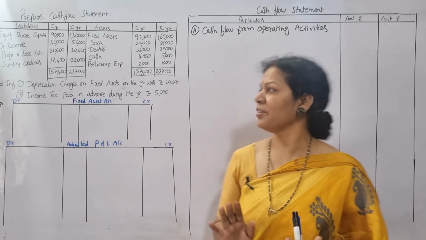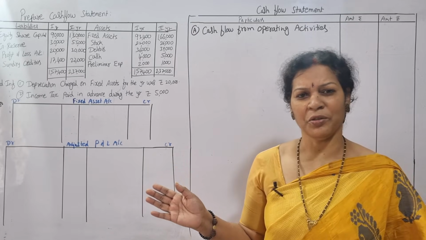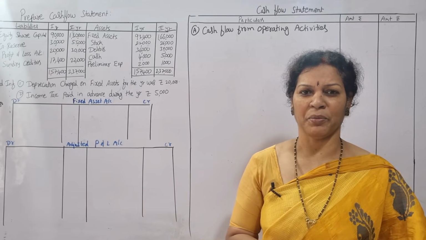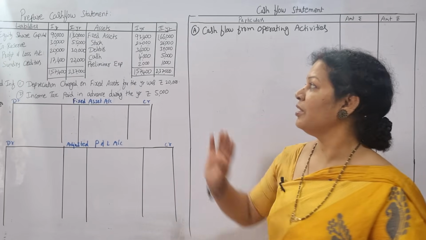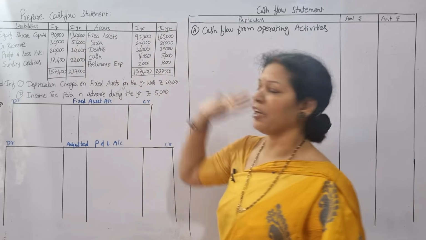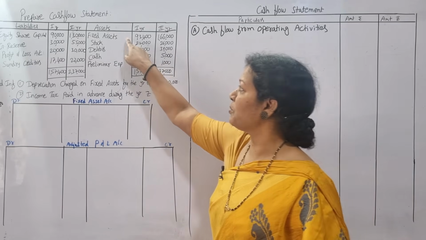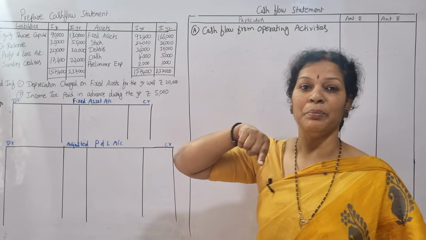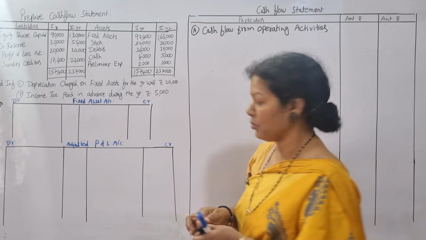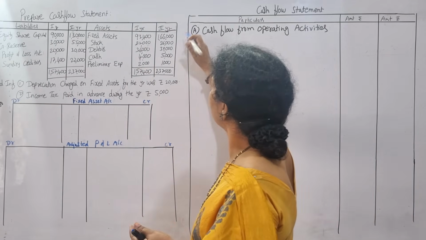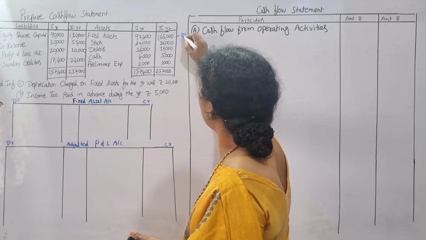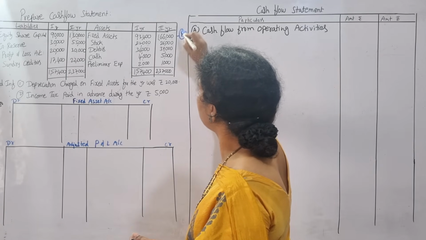Just focus. Most of the things are as per the previous problems, only the adjustments are the point of view. Now they're asking to prepare the cash flow statement. Here they are asking about fixed assets. Fixed assets come under the B category, so I'll say B, cash flow from investment activities.